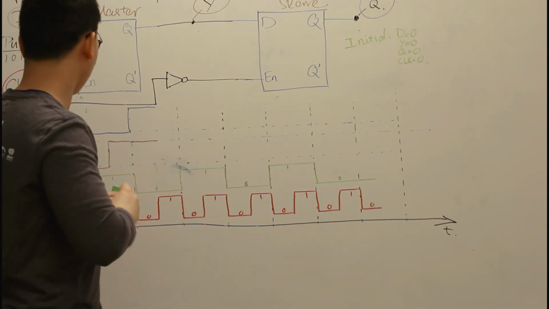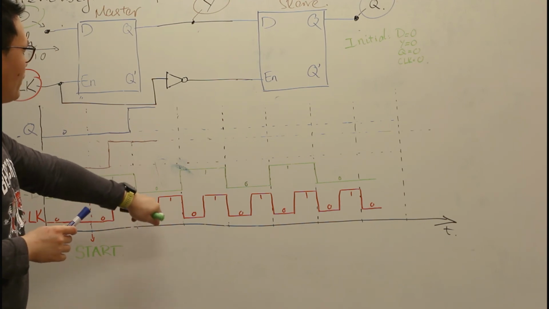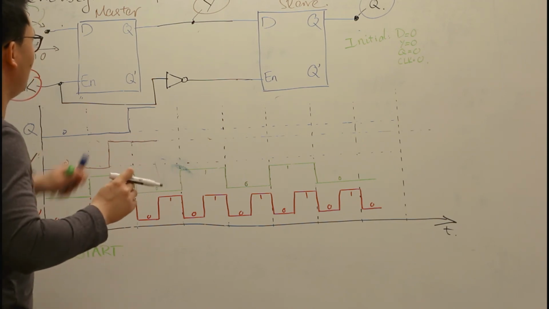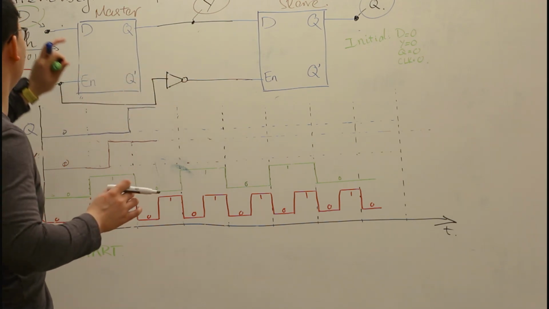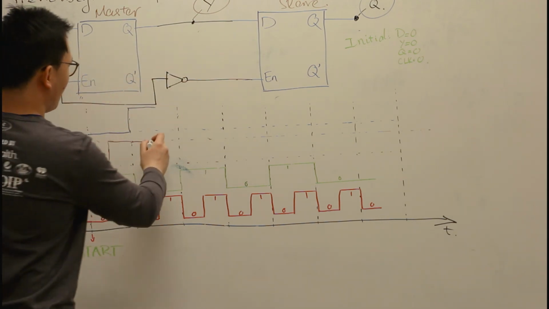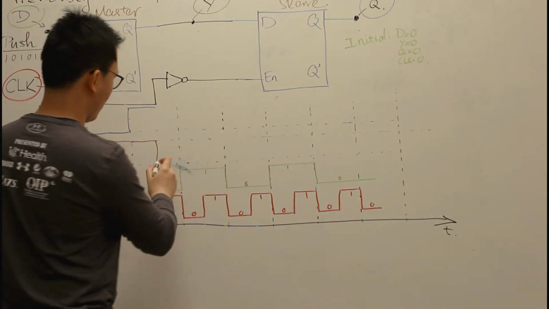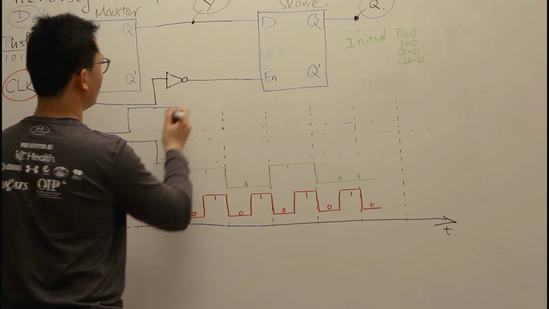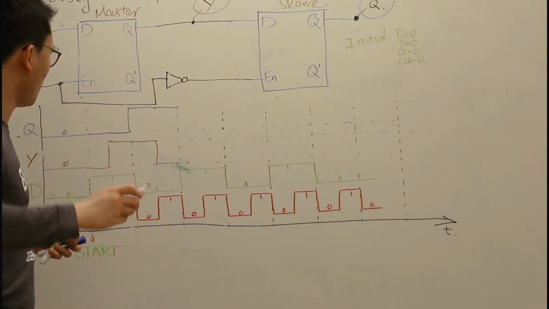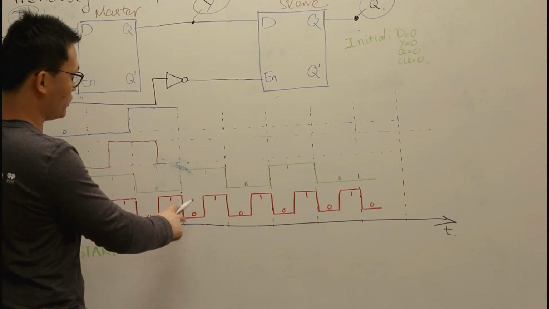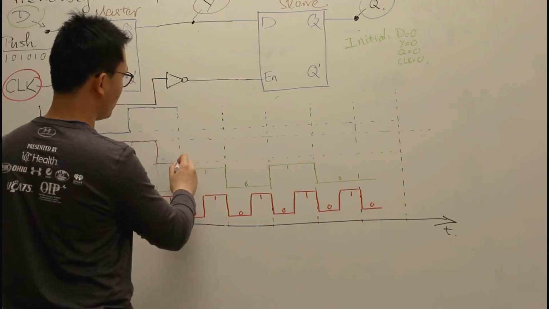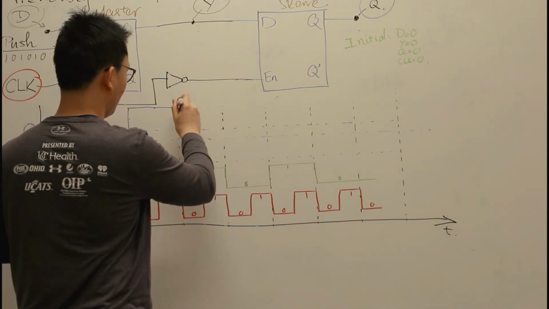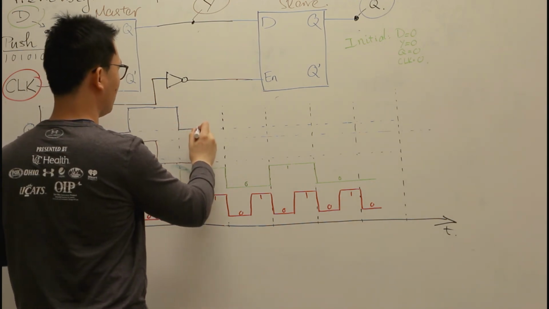All right. Continue. When the clock goes back to 1 again, the slave becomes not transparent, the master becomes transparent. Y goes down to 0 because Y can see what's going on in D. But Q keeps the same. So next the clock goes down to 0 again. Y remains the same, Q can see what's going on in Y, so Q starts going down.